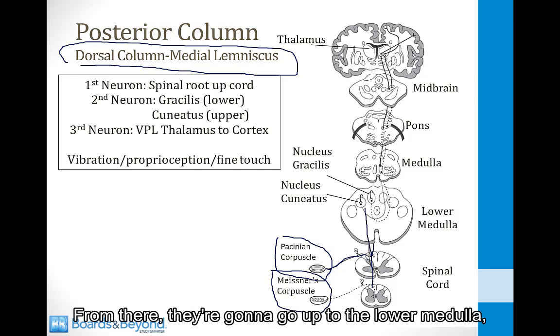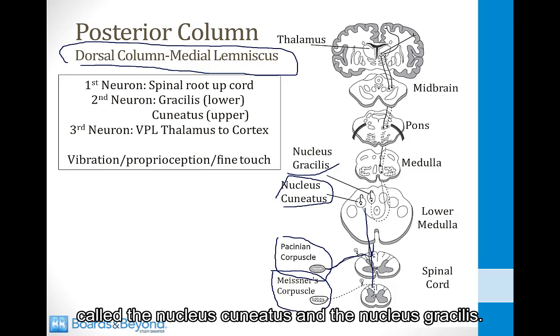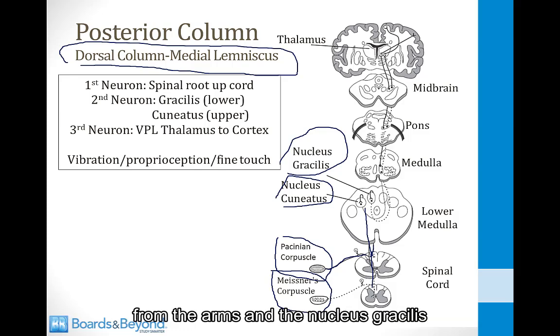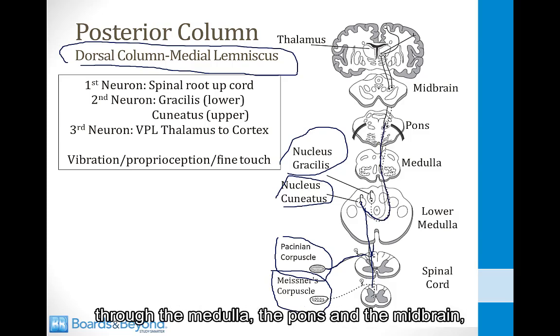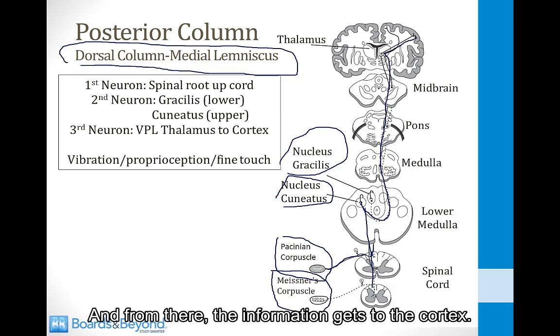From there, they're going to go up to the lower medulla, where they are going to synapse with 2 important structures called the nucleus cuneatus and the nucleus gracilis. And the nucleus cuneatus gets most of the information from the arms, and the nucleus gracilis gets most of the information from the thorax and lower extremities. After the synapse, a second neuron is then going to decussate and cross to the other side of the medulla, where it's then going to ascend through the medulla, the pons, and the midbrain, and go up to the thalamus, and then it will synapse in the thalamus. And from there, the information gets to the cortex.